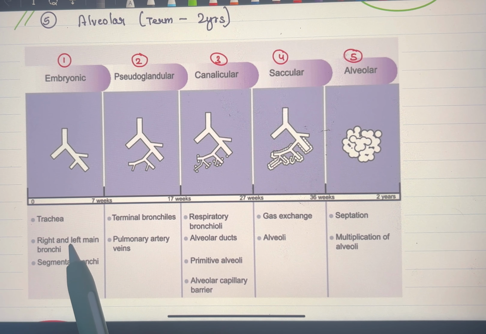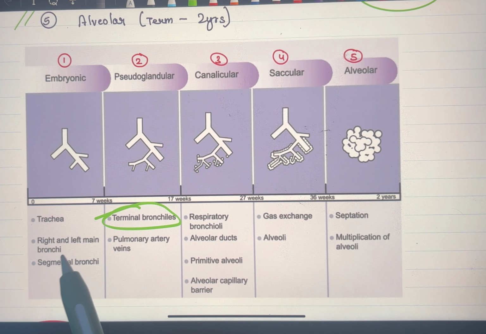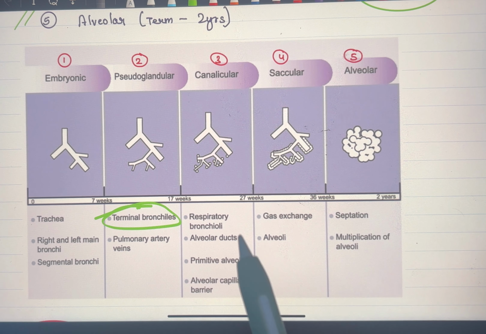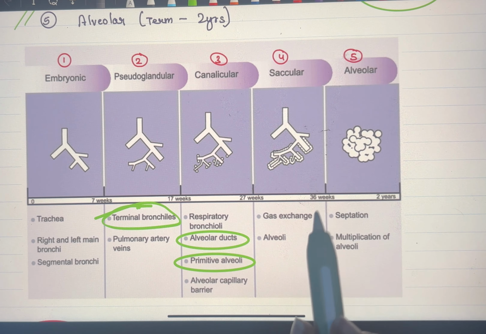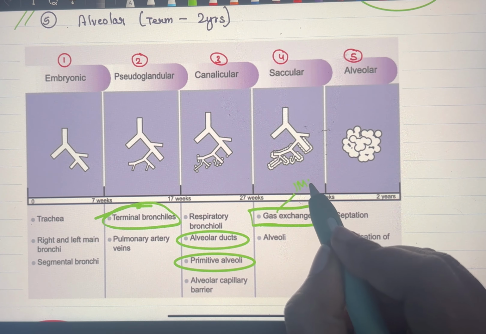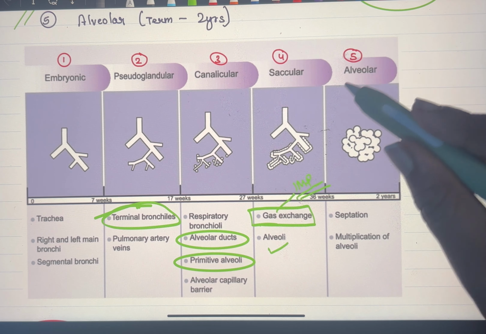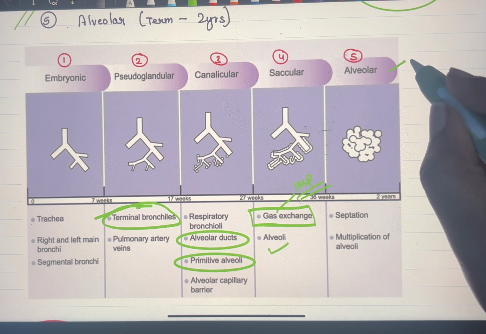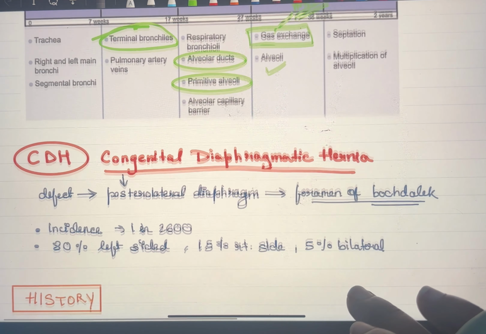In the embryonic phase, the trachea and the lung bud develop. Then in the pseudoglandular stage, we have the terminal bronchioles. And then in the canalicular stage, we have the alveolar ducts and the primitive alveoli. In the saccular phase, the gas exchange starts. This is important. The gas exchange starts in the saccular phase, and then we have the alveolar phase, from term to the 2nd year of the child, where we have the septations and the multiplication of the alveoli.